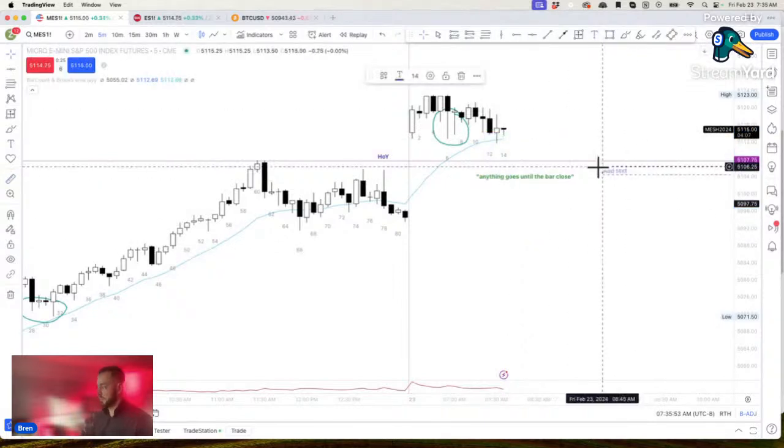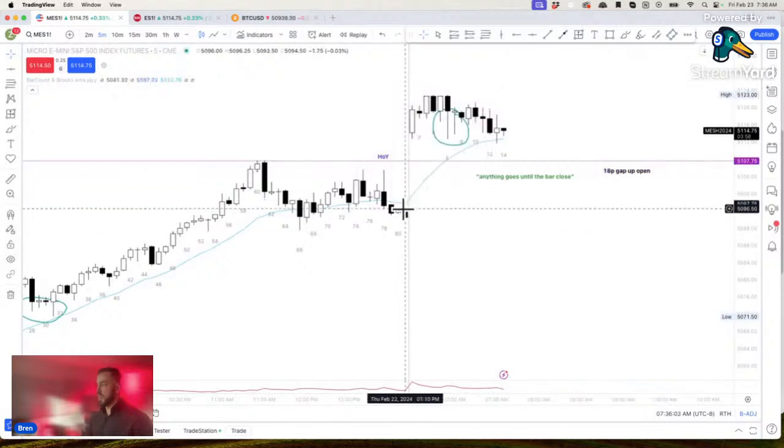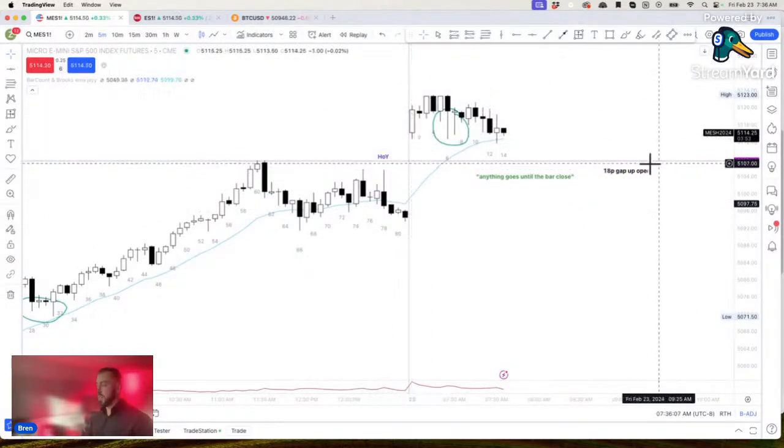18-point gap up. What does that even mean? It means that the market opened 18 points higher than it closed. This is the close of yesterday. It's the open of today. 18 points above.